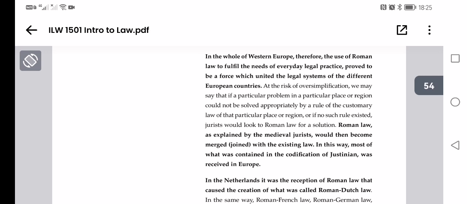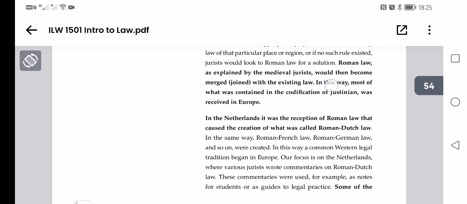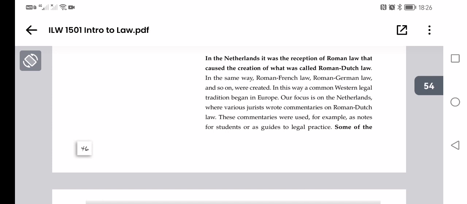Roman law, as explained by the medieval jurists, would then become meshed, joined with the existing law. In this way, most of what was contained in the codification of Justinian was received in Europe. In the Netherlands, it was the reception of Roman law that caused the creation of what was called Roman Dutch law. In the same way, Roman French law, Roman German law, and so on were created. In this way, a common Western legal tradition began in Europe.